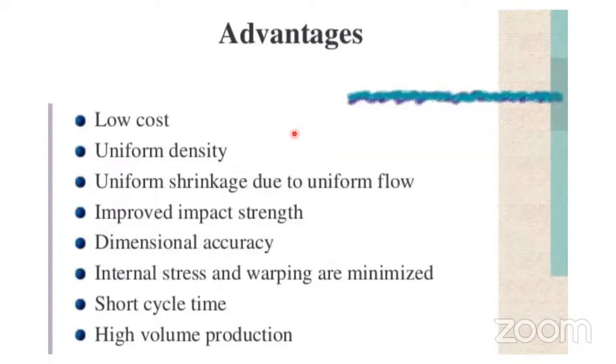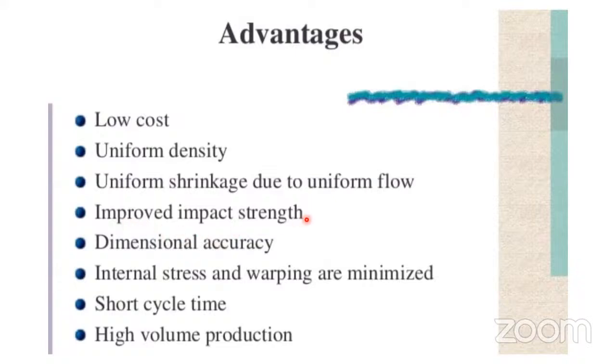Now, what are the advantages of this compression molding process? The low cost. I told you that it is a low cost machine. Then uniform density. If you see the injection molding machine, the density may vary as per the anisotropy. It is the orientation of the polymers. Now, uniform shrinkage due to the uniform flow. That is correct. If the uniform flow is there, you'll get a uniform shrinkage.